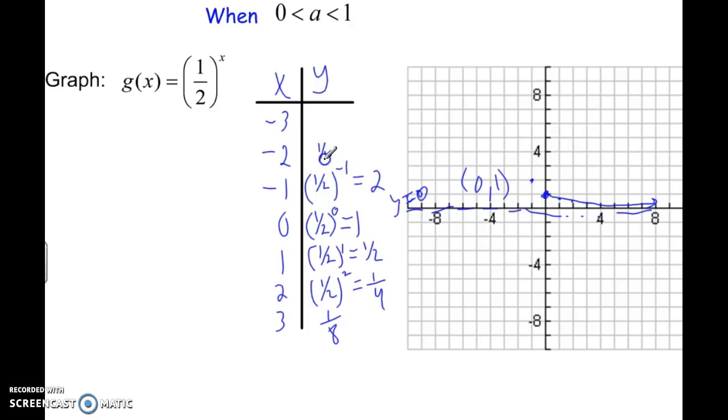This is 1/2 to the -2 power, so it's being put to reciprocal power, so this is 2 over 1 to the second, or in other words, 4. So (-2, 4). And this is 1/2 to the -3. So if I flip it first, that's what the negative does, reciprocal. So it'd be 2 to the third power, which is 8. So (-3, 8). It's like that. (-4, 16), etc.